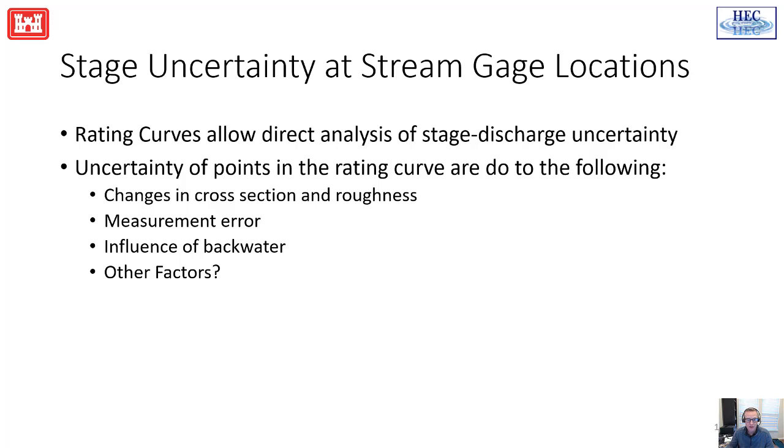To capture the uncertainty in the stream gauge location, we can do direct analysis of the observed data that went into making the rating curve. Uncertainty in those points in the rating curve can be due to the following: changes in the cross-section shape during the flow event, changes in surface roughness or Manning's n values that are used in Manning's equation to compute flow, measurement error, either in the device or how the user interprets the device, the influence of backwater from downstream, and other factors we talked about, like a loop in the rating curve.